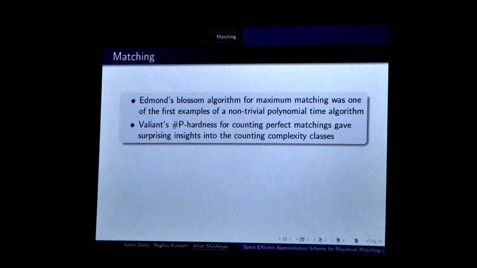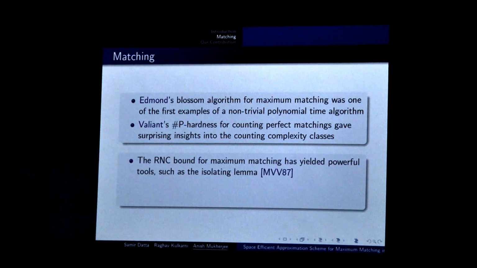So let's see what we know about matching here, mostly from the point of view of space complexity or parallel complexity. You know that maximum matching can be found in RNC, randomized NC, and you can think of NC as polylog depth, polynomial size circuits. And it has actually created nice techniques, like the isolation lemma.